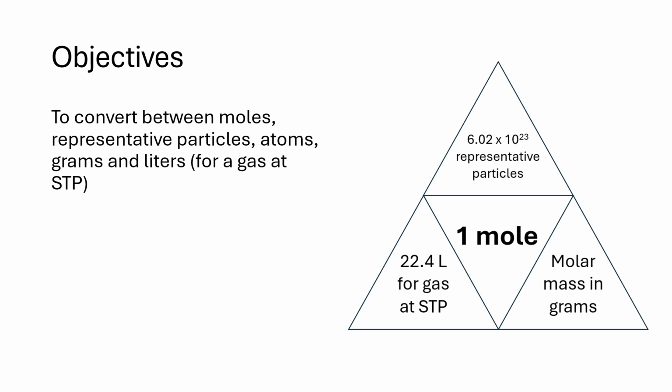In this lecture we're going to take a look at some ways that we can convert between moles, which we recently introduced, and the representative particles for that particular substance, and atoms, even if the atoms are not the representative particle, grams and liters. We'll be taking a look at this diagram over on the right a little bit more. I'm going to refer to this as the mole triangle, and you'll see shortly how we're going to use this one.